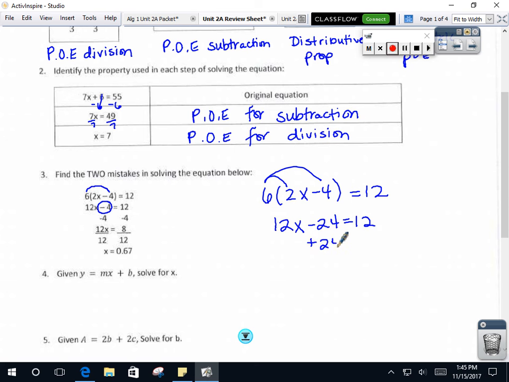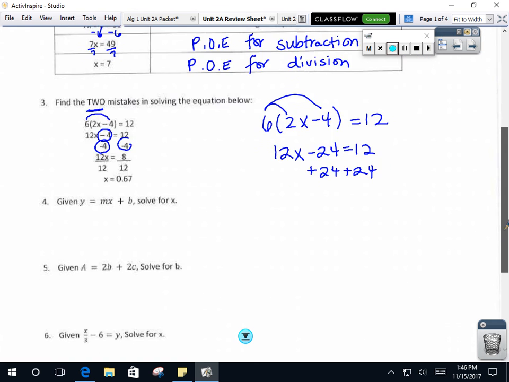You would have to add 24 to both sides, but that's obviously going to be wrong because they didn't have the right number there to begin with. Also, yes, they should have, at least they should have added 4 to both sides, but that was the wrong number to begin with. So those are the 2 mistakes.